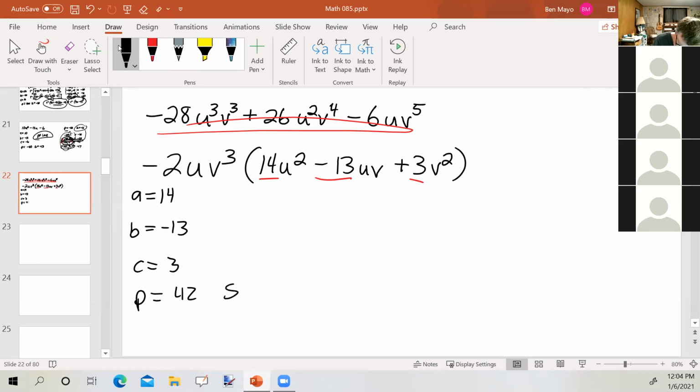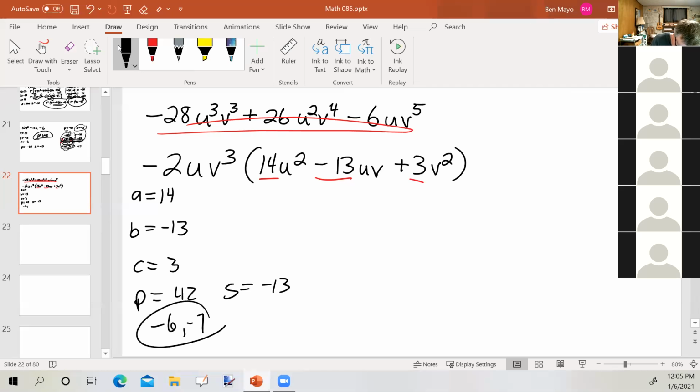Product is 42 and the sum is -13. A positive product has to have 2 positive factors or 2 negative factors, but the sum is negative, so it has to be 2 negative factors. What comes to mind? What times what is 42? What's the first thing you should think of? Nobody knows? Come on. 6 and 7, but they're going to be negative. So -6 and -7, there's our 2 numbers. All right, good for you.